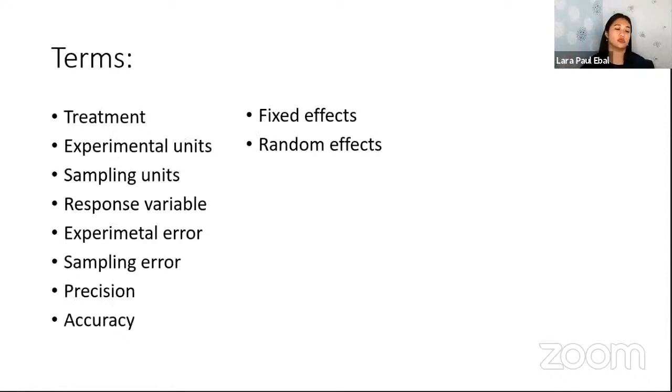Okay, so these are the terms that you learned, I hope: treatment, experimental unit, sampling units, response variable, experimental error, sampling error, precision, accuracy, fixed effects, and random effects.